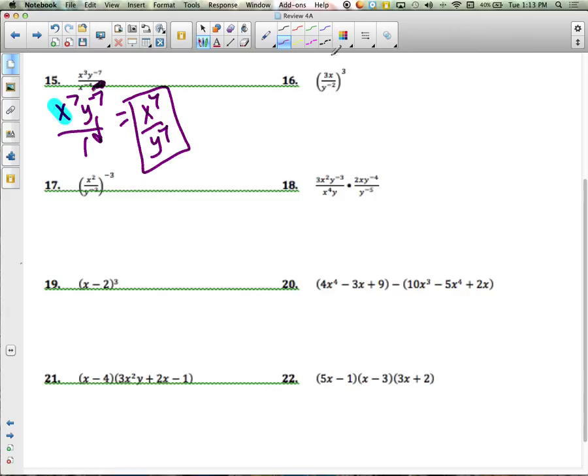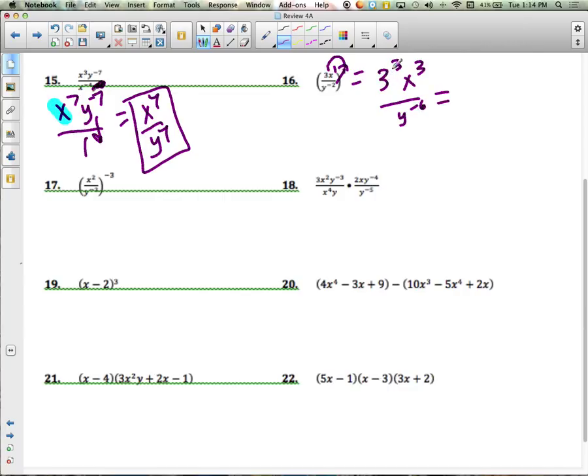Number 16, again, I have a parentheses and an exponent. When I see that, I have to multiply. Every item inside the parentheses has an exponent. The 3 has an exponent of 1. The x has an exponent of 1, and then the y is at a negative 2 exponent. So I'm going to keep my same base of 3. I'll multiply exponents. 1 times 3 is 3. Keep my base of x. 1 times 3 is 3. Then in the denominator I have y. Negative 2 times 3 is negative 6.